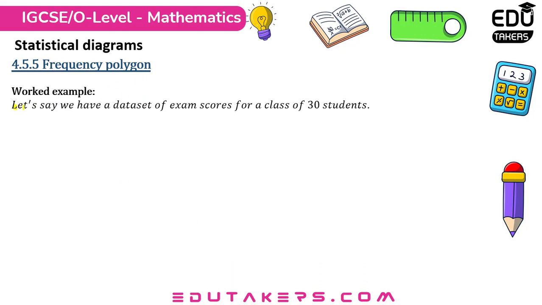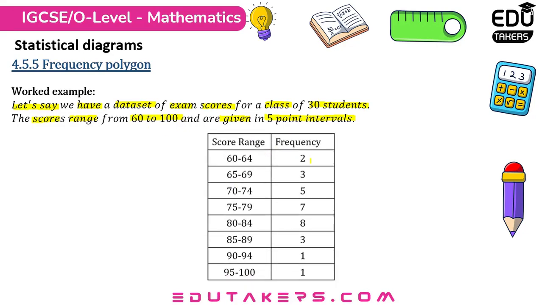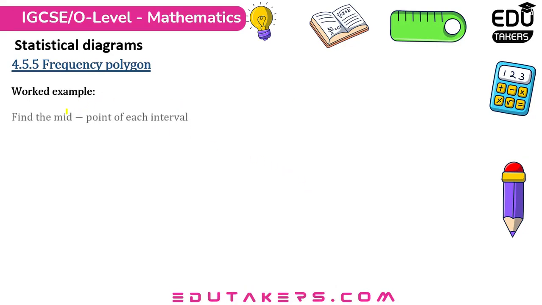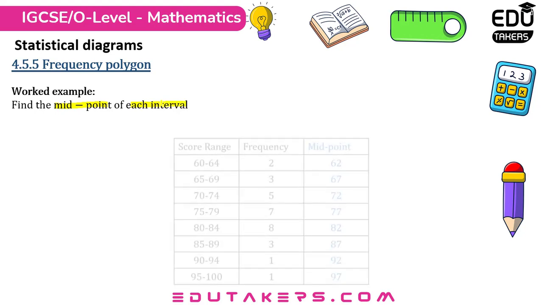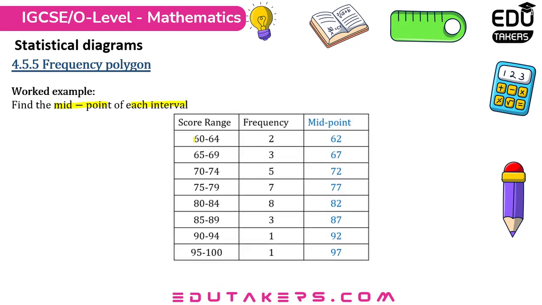Worked example. Let's say we have a dataset of exam scores for a class of 30 students. The scores range from 60 to 100 and are given in 5 point intervals. Score range and frequency. Find the midpoint of each interval. So the midpoint for 60 to 64 is 62, then 65 to 69 is 67, and so on.